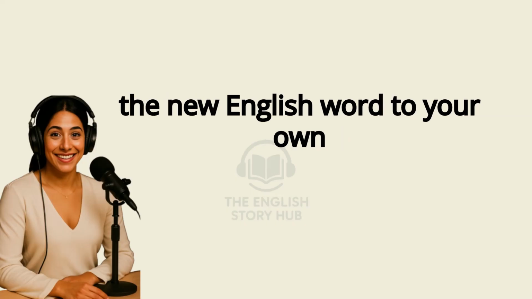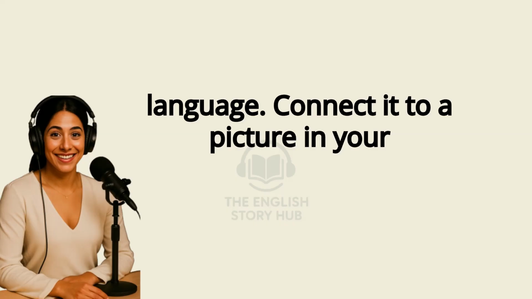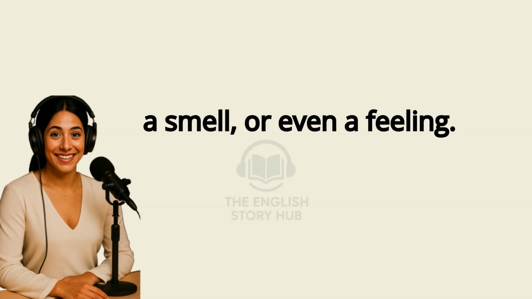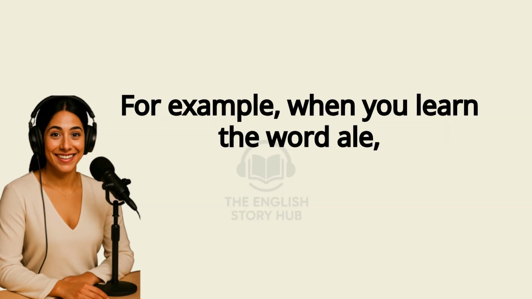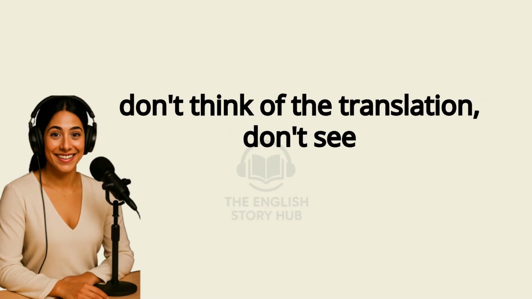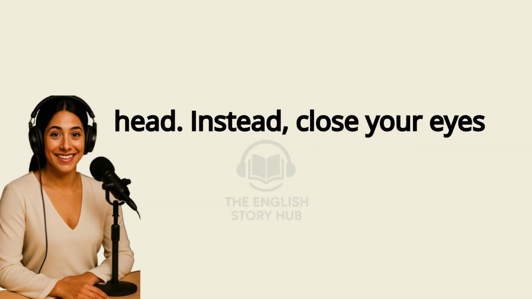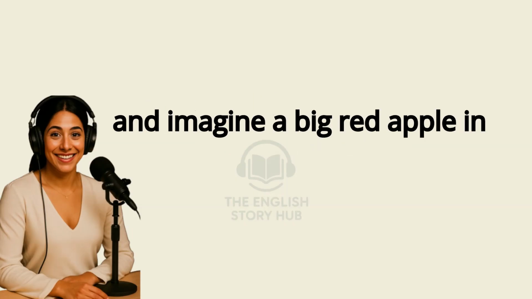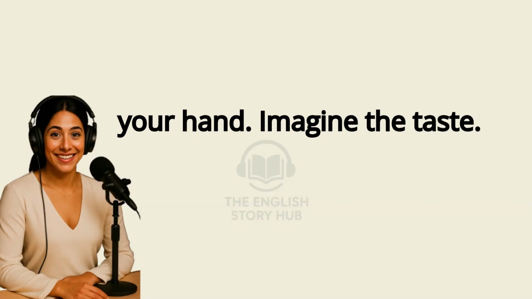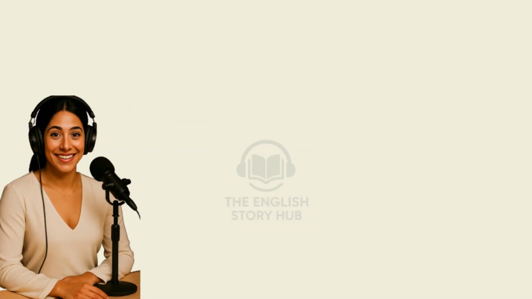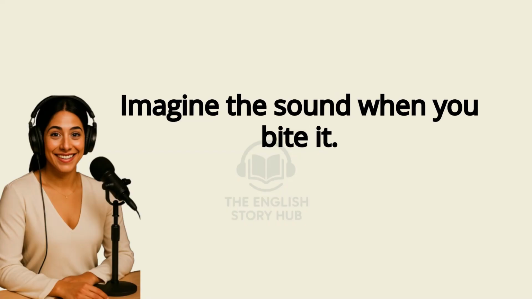Instead, you can train your brain in a better way. Do not connect the new English word to your own language. Connect it to a picture in your mind. Connect it to an image, a sound, a smell, or even a feeling. For example, when you learn the word apple, don't think of the translation. Don't see the word from your own language in your head. Instead, close your eyes and imagine a big red apple in your hand. Imagine the taste. Imagine the smell of a fresh apple. Imagine the sound when you bite it.